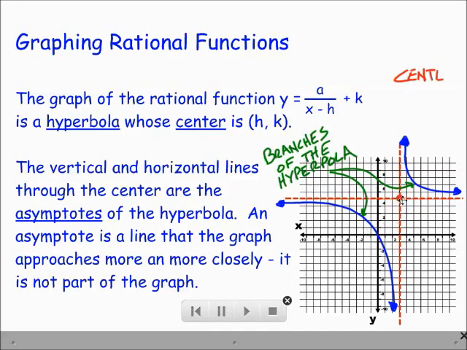This right here is our center, (h, k). And these dotted lines that are not part of the graph, but the hyperbola is approaching them but not touching them, are called the asymptotes.